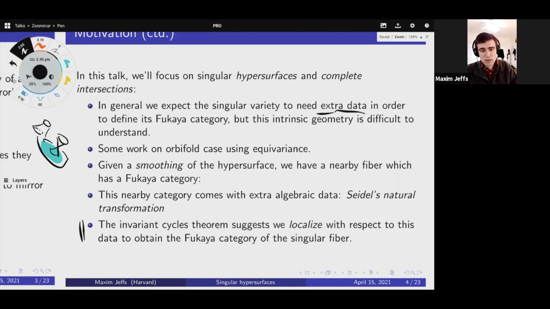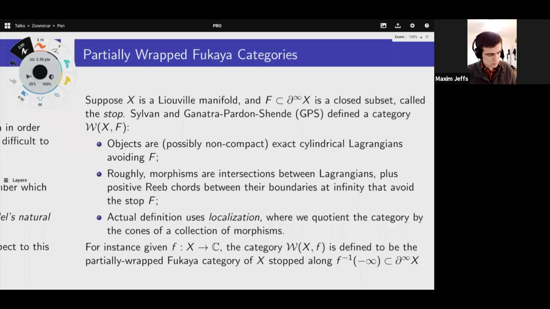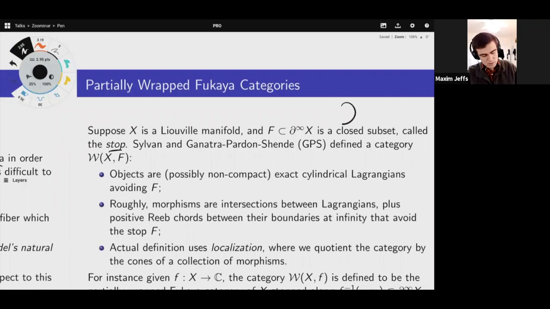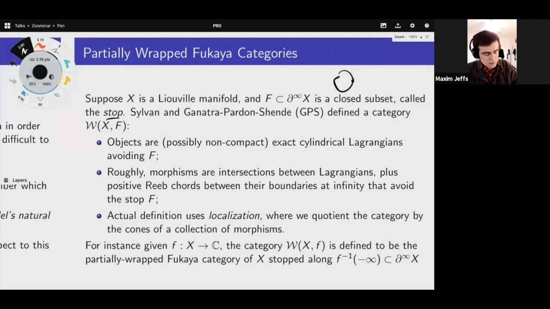I'll now be a bit more precise about what this means and how we go about constructing this. Just a quick overview or summary of the notion of partially wrapped Fukaya categories. If X is some Liouville manifold and I have some closed subset of its boundary at infinity, which we call the stop, an example might look something like this. I have my disk, and then at infinity, I have a point sitting along the boundary, which I call the stop. That's how you might imagine it, and this is how you can think about it as we go on.